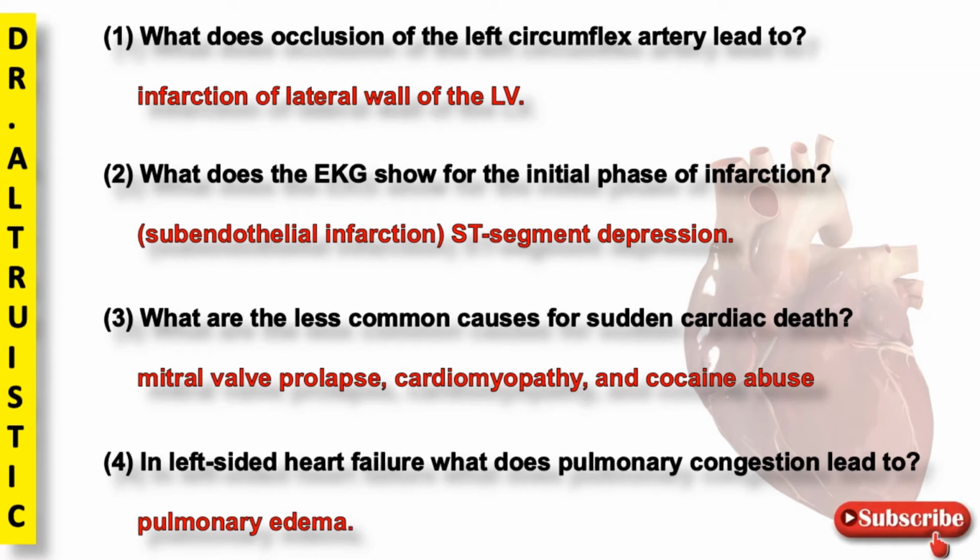1. What does occlusion of the left circumflex artery lead to? Infarction of the lateral wall of the LV. 2. What does the EKG show for the initial phase of infarction? Subendocardial infarction, ST segment depression. 3. What are the less common causes of sudden cardiac death? Mitral valve prolapse, cardiomyopathy, and cocaine abuse. 4. In left-sided heart failure, what does pulmonary congestion lead to? Pulmonary edema.